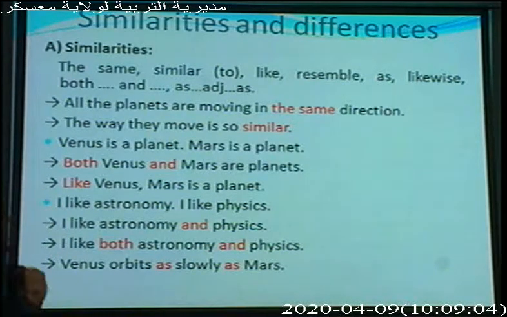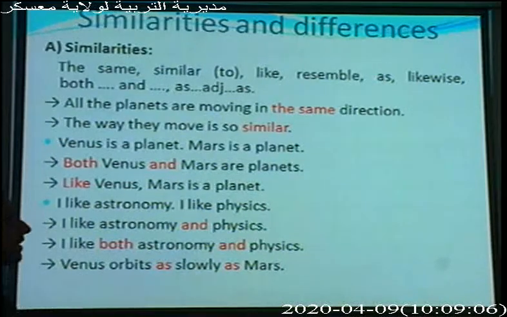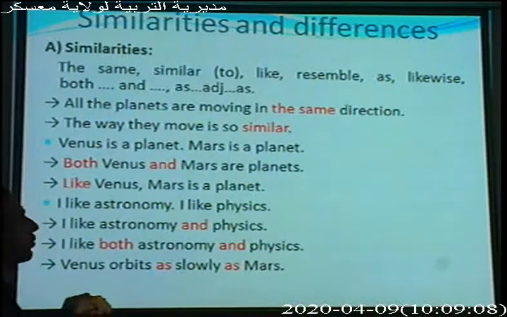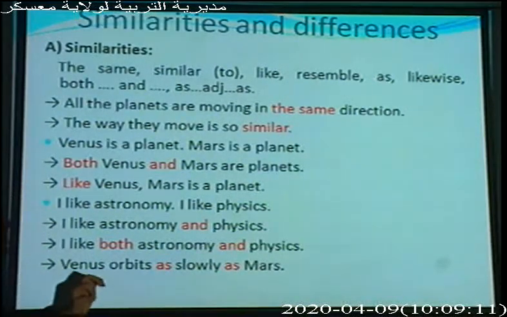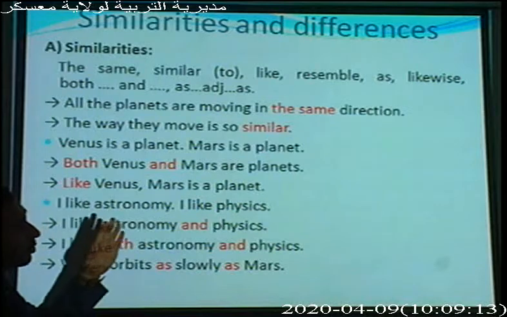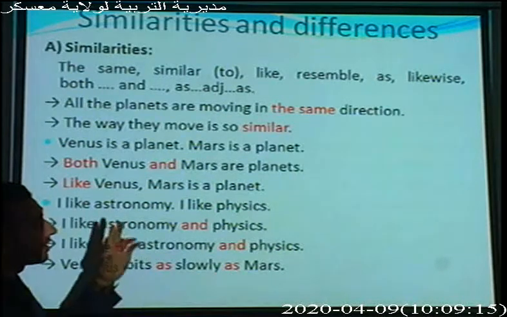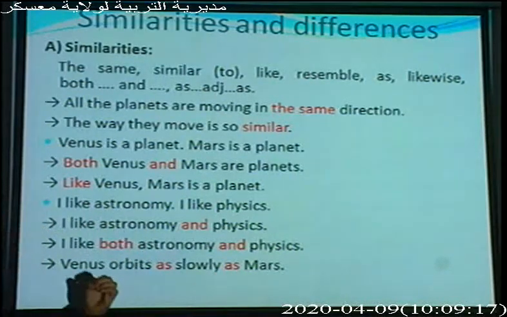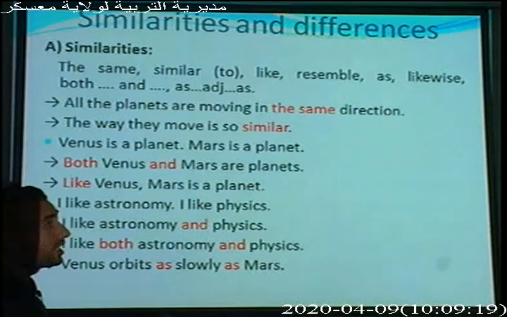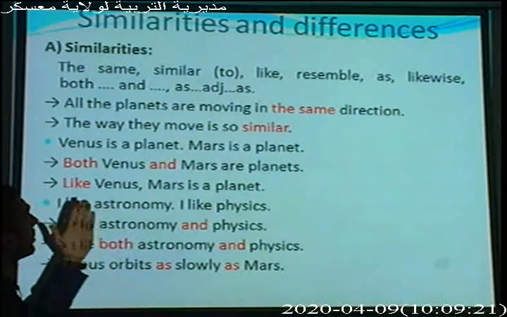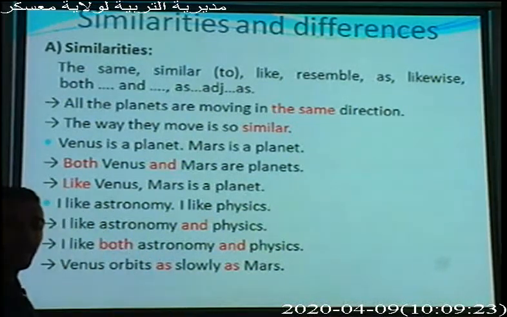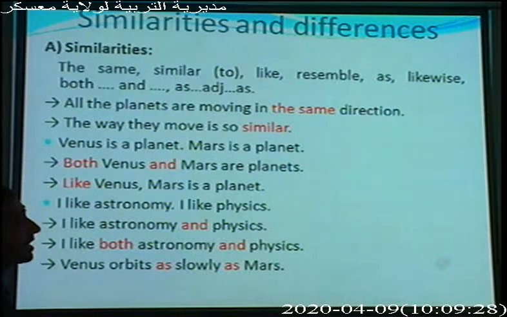All the planets are moving in the same direction. The way they move is so similar. Here, the words that are highlighted in red are the same and similar. They are utilized in order to express similarity between the planets in terms of their movement, or the way they move around the sun.